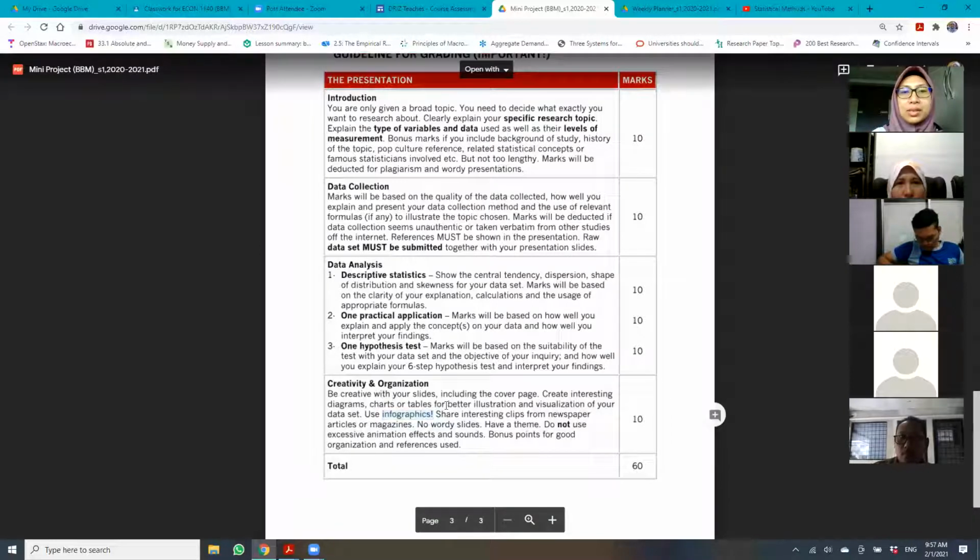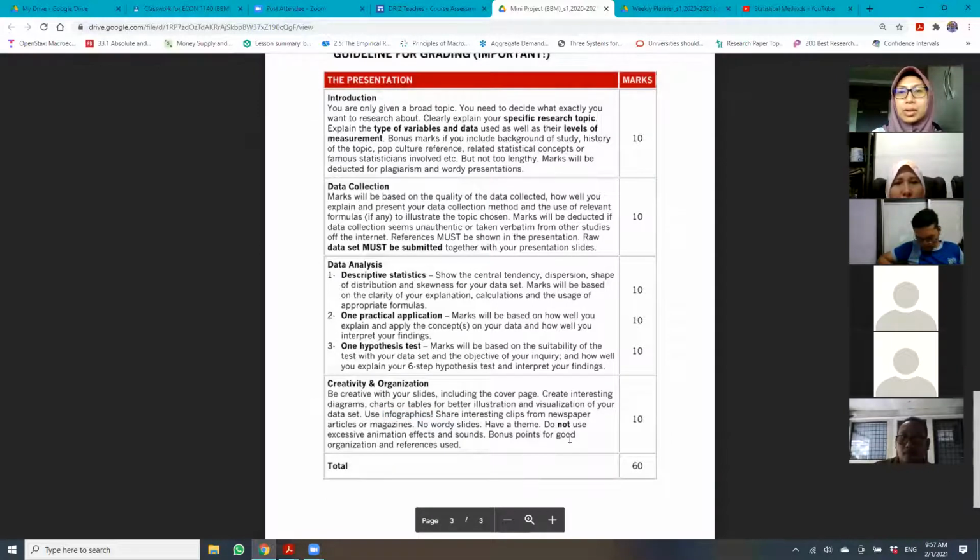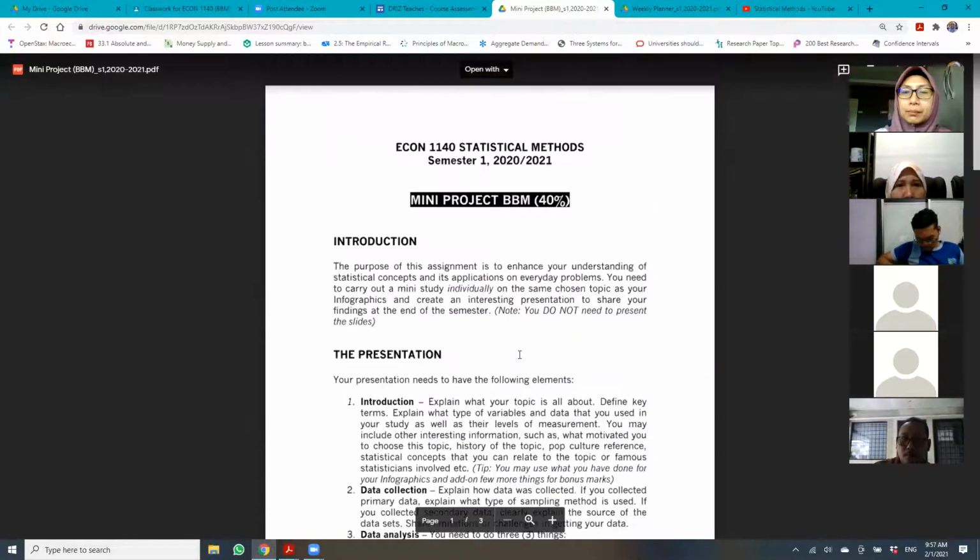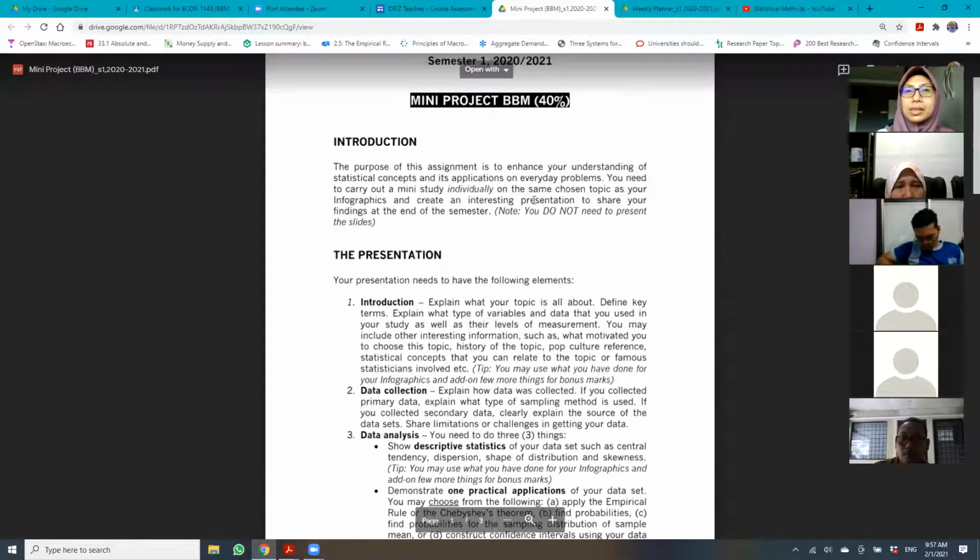So how to get marks here, it's written here, whichever. So I get marks. Full marks for your mini project is 60, but this 60 will be converted to 40%. Okay. So this is basically the rubric.